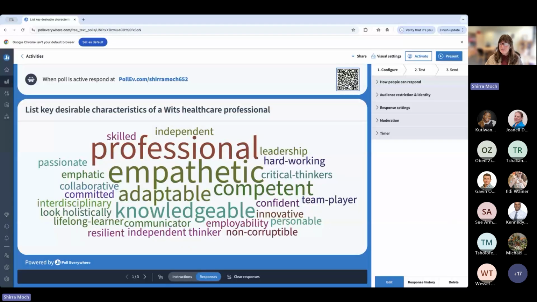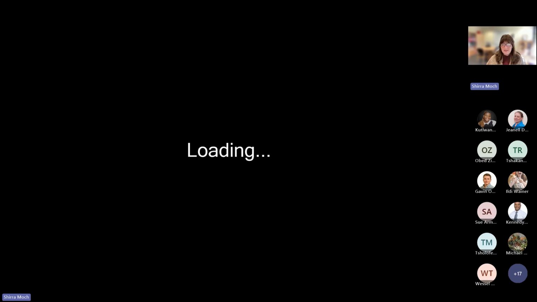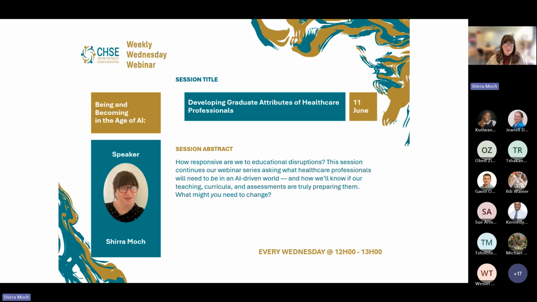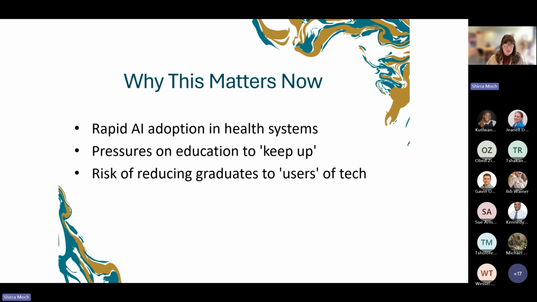So perhaps now let's go and have a look at how we could actually get there. Those are all things that you think are vitally important. And thank you for your participation. I think it's really interesting to see the kinds of things that we're looking at. But the question has to be, of all of those things, how do we think about intercalating AI into those fantastic attributes that we're looking at for our healthcare professionals?